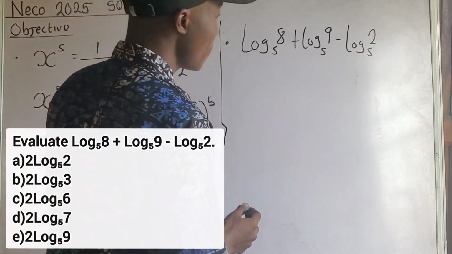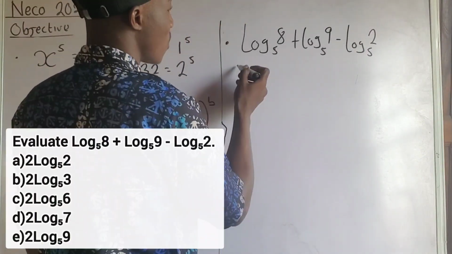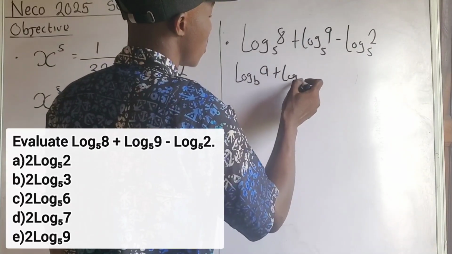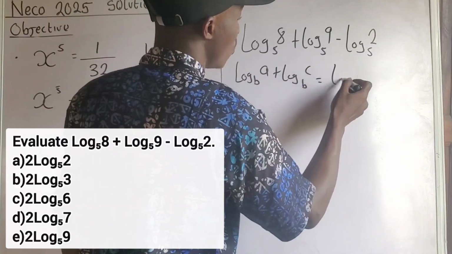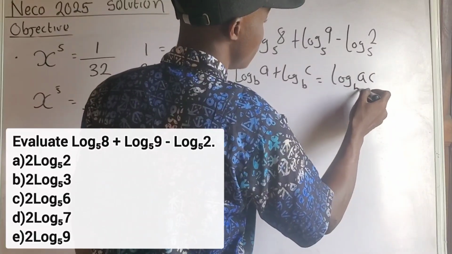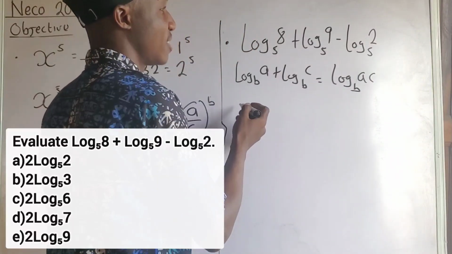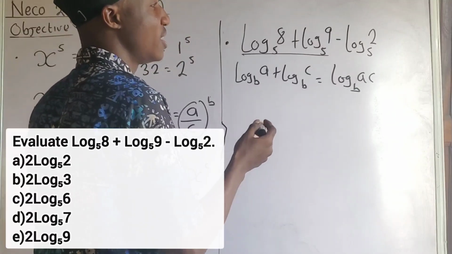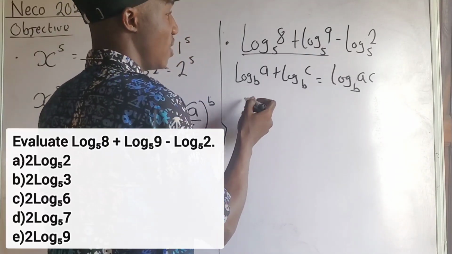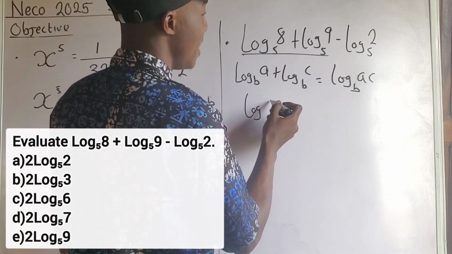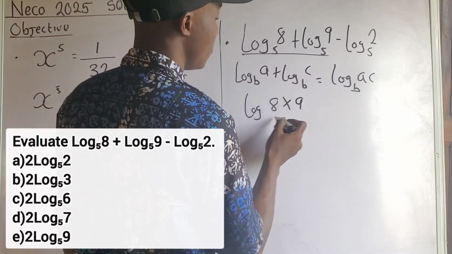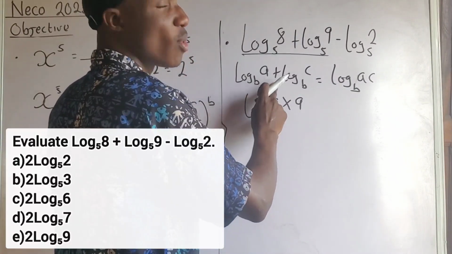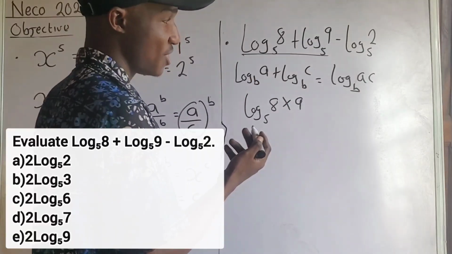Okay. Now, according to the law of logarithm, log a base b plus log c base b is equal to log ac base b. You understand? And so for this, please pay attention. For this, I'm going to have log 8 times 9 base 5. Do you understand? Because according to the law of logarithm, the sum of logs is the log of the product. Are you getting it?